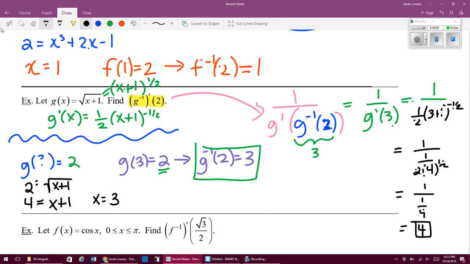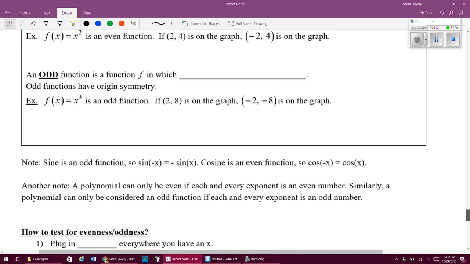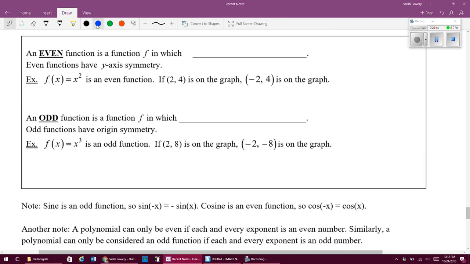Okay, now I'm not going to do the trig derivative at the very bottom, but the last thing that I want to talk about is this idea of even and odd functions. You guys did this in pre-cal, so this is going to be a really quick review.